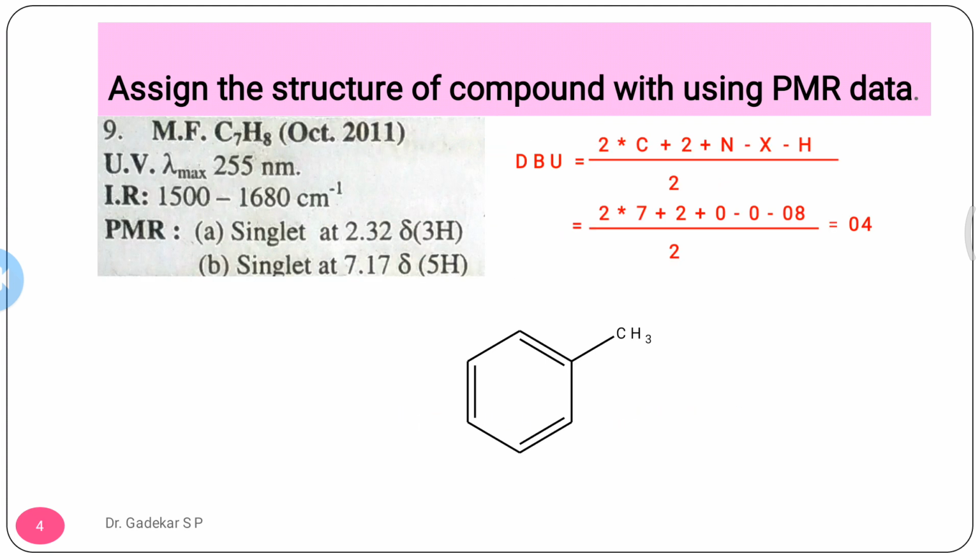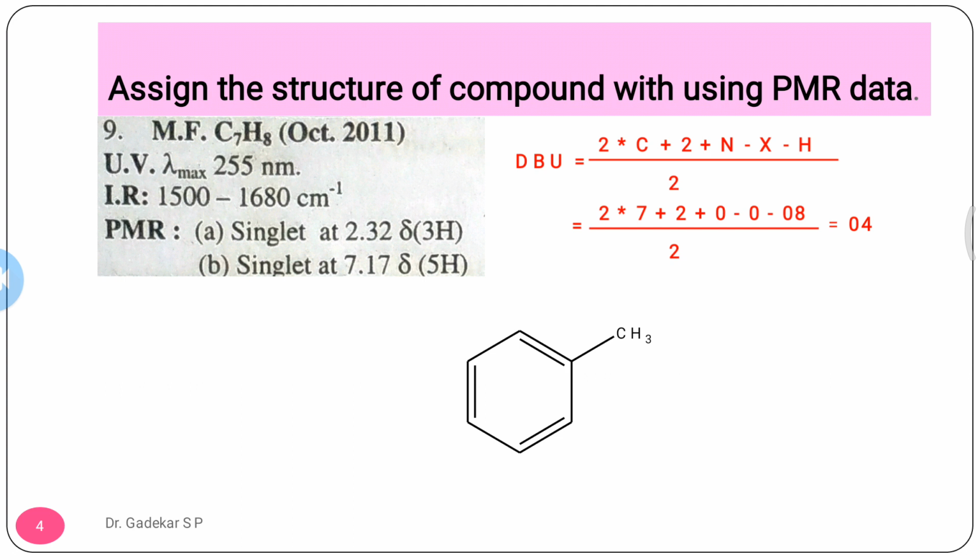Next example, ninth. Assign the structure of the compound using PMR data. Here the molecular formula is C7H8. Put in the values for double bond unsaturation. How many double bond unsaturations? There are 4. Again, 4 double bond unsaturations may be present, and it may be a benzene ring. Benzene contains 4 double bond unsaturations: one is the ring and the other 3 are double bonds.